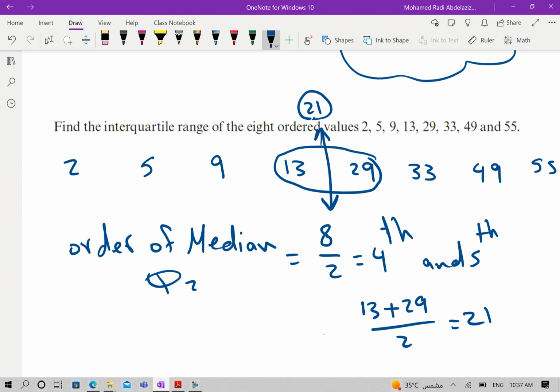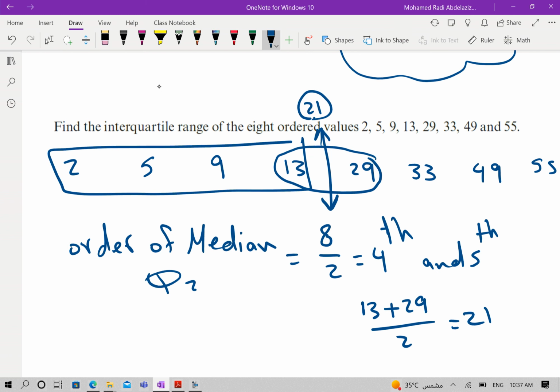How many values before and how many values after? We have 4 values here and 4 values here. What is the median of the first set? The median divided the set of values into 2. We have 4 values before and 4 values after.